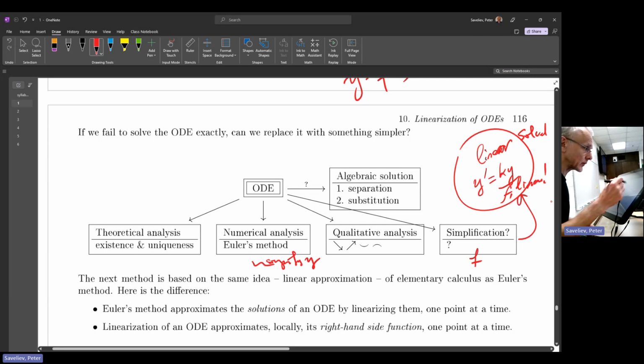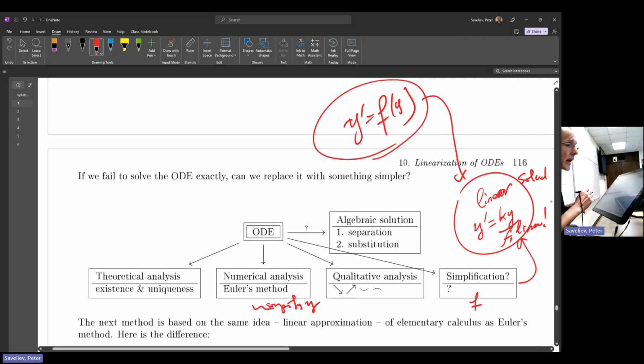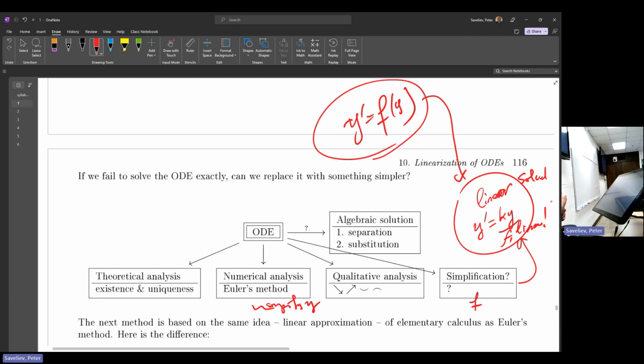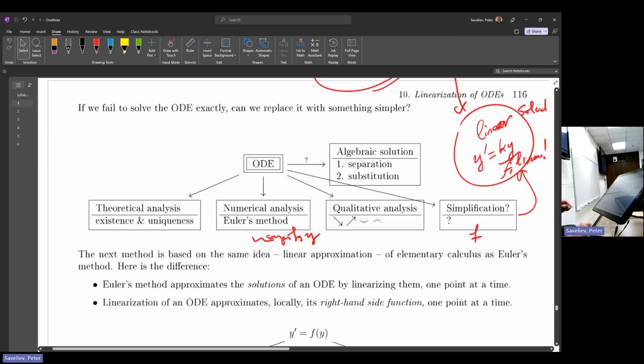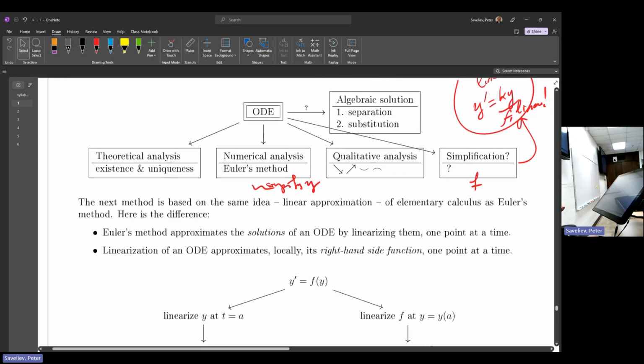That is simplification. So from here to there: this is the general one, and we replace it with ky, which is way simpler, and the solution is exponential. So Euler's method approximates the solutions by linearizing them one point at a time, and that's why you jump. And here we linearize the differential equation itself.